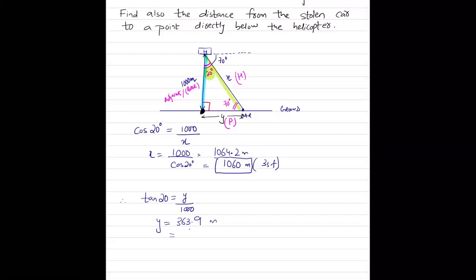Three sixty three point nine meters. So in three significant figures, it is going to be 364 meters. So I can say that the stolen car is 364 meters away from the point directly below the helicopter.